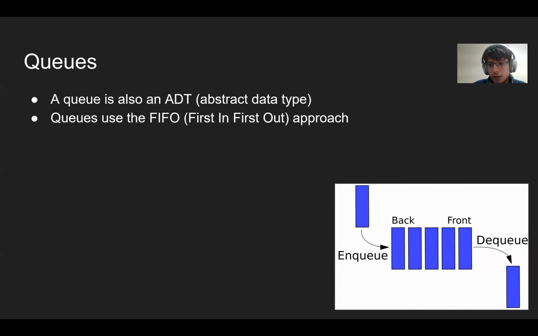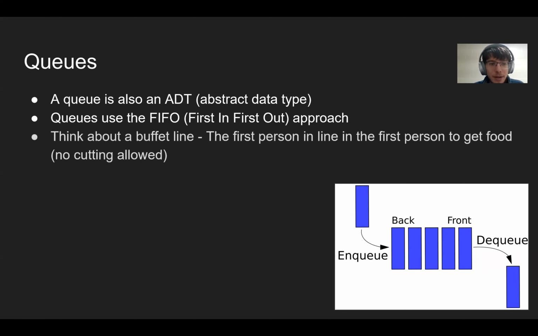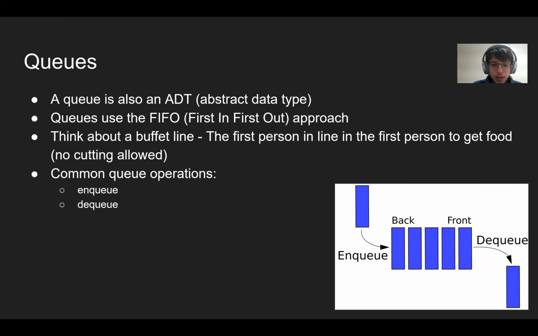The first one in is the first one served generally, right? So like a buffet line, right? First person in line is the first to get food, right? There's no cutting. So a queue has enqueue. That's something where you put something in a queue, like getting in line, right? Dequeue is when you take the first person out of line.